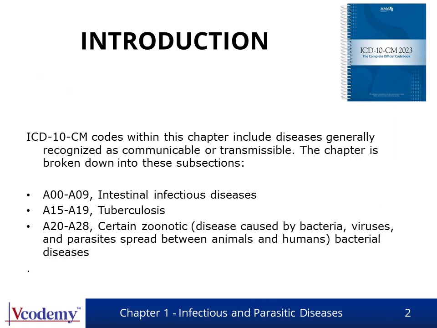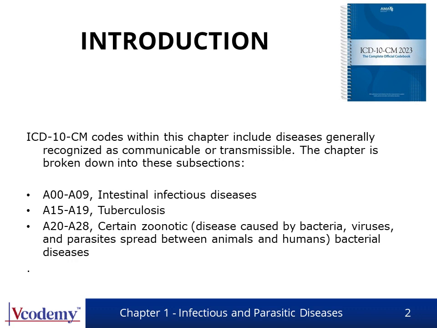ICD-10-CM codes within this chapter include diseases generally recognized as communicable or transmissible. What do we mean by transmissible? It can infect one person, who can transmit or share the disease with another person or a community. It can spread from one person to another very easily. Such infections and diseases are covered in this chapter. The chapter is broken down into these subsections.